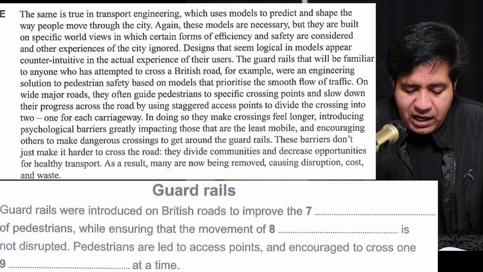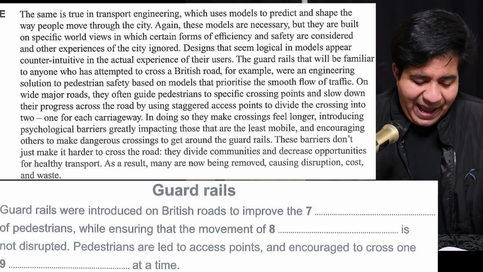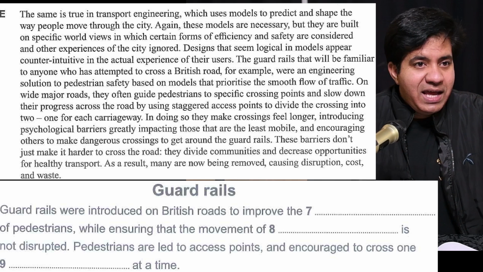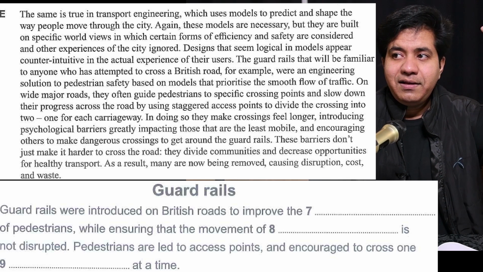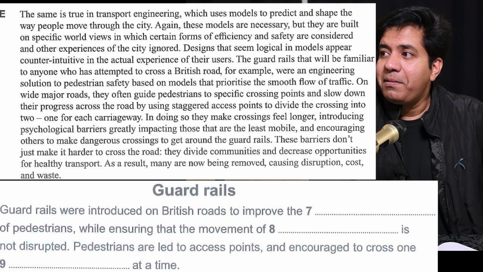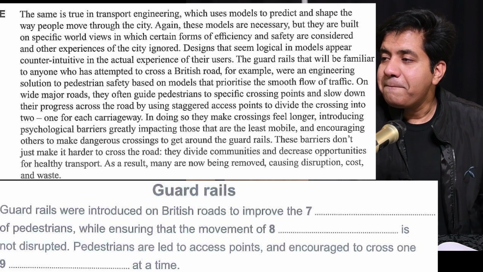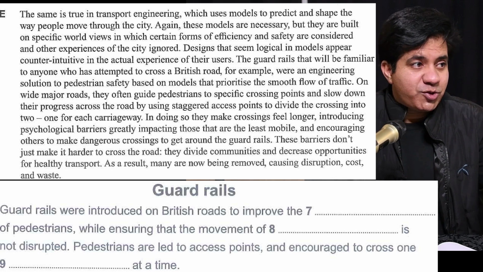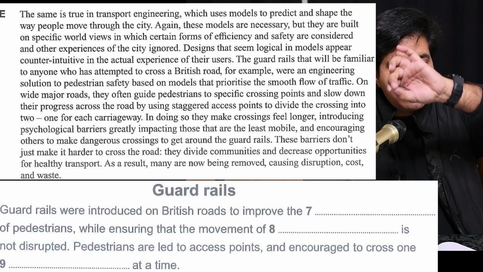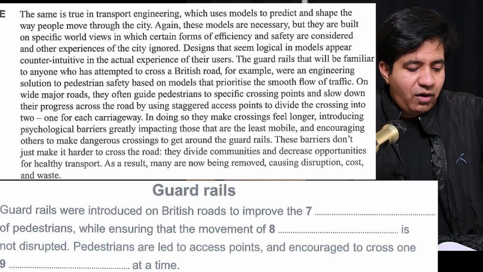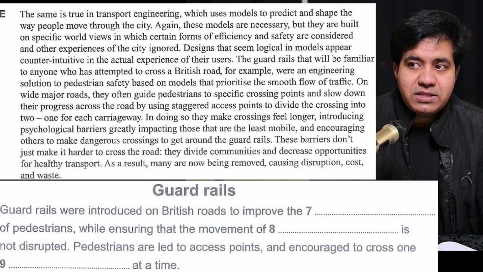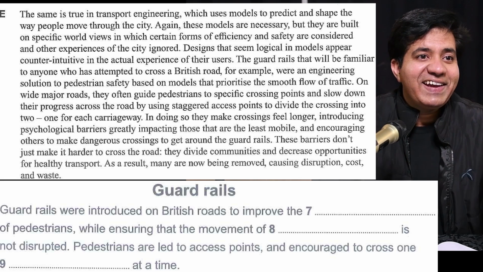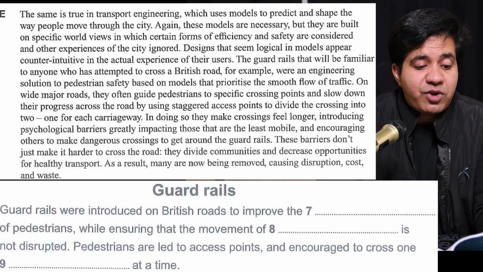And just got to see British roads to improve the dash of pedestrians. Okay, very simple. Dash of pedestrians means pedestrians. Come on, look for the answer. Improve the dash of pedestrians. Whenever they use of, the answer usually comes before pedestrians or after pedestrians. So, safety of pedestrians. Exactly, you are right, but I wanted to check there as well, right? So, the answer is pedestrians.